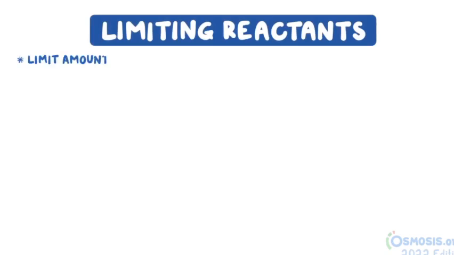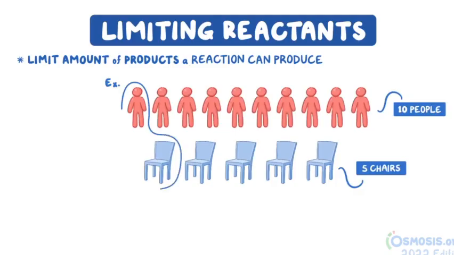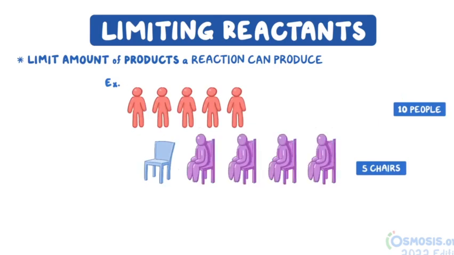Reactants limit the amount of products a chemical reaction can produce. Let's use a simple example. Let's say we have 10 people in 5 chairs. If only one person can sit in a chair, then only 5 people can sit down at a time while 5 others stand. We can write this as a chemical equation.